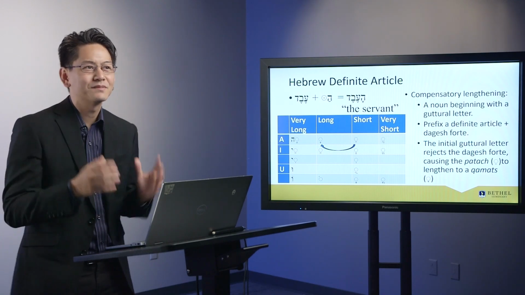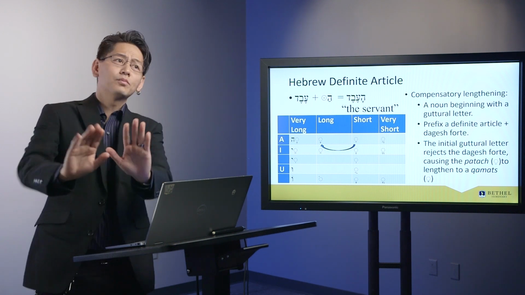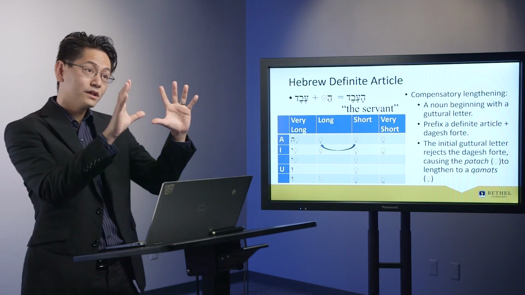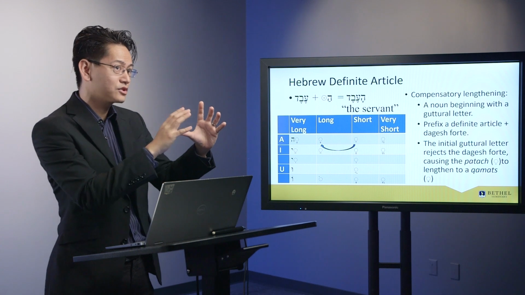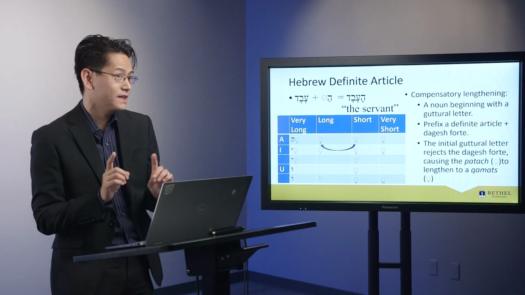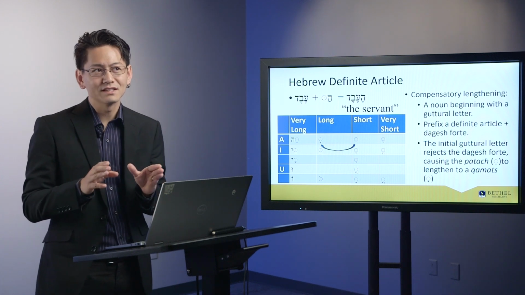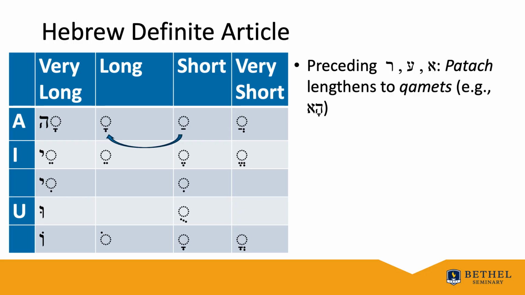How I envision this in my head is that the guttural letter is saying, I don't want to be doubled, I will push you back. So the doubling, that is the dagesh forte, is pushed back and is shoved under the vowel, which makes it longer. There's more of it now. So what's happening is instead of doubling the letter, what you can think of it is now you see the vowel being doubled. While for the most part, the patach lengthens to a kamatz, there are some exceptions.